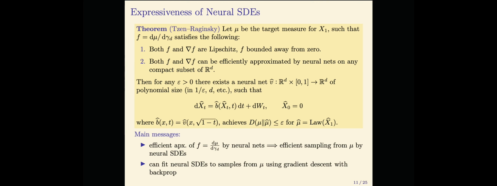I don't think I should have slides for the proof of that. It looks kind of complicated, but I can explain what the idea is. So again, the main message is that if you can approximate f, which is the likelihood ratio between the target and the Gaussian, efficiently by a neural net, and if you can approximate its gradient, then you can efficiently sample from that measure by neural SDEs. And the nice thing about this result is that this neural net has parameters that don't depend on time. So in principle, you could train a model that approximates parameters of a neural net.